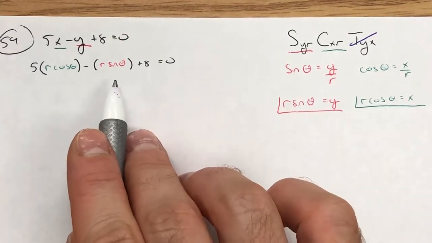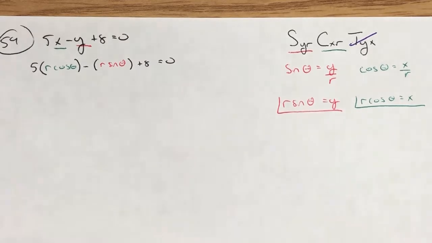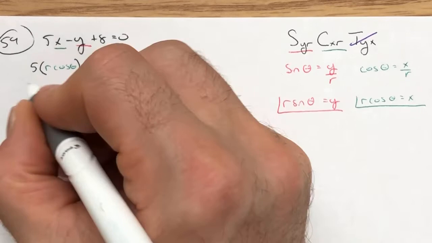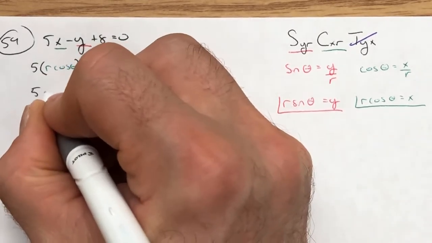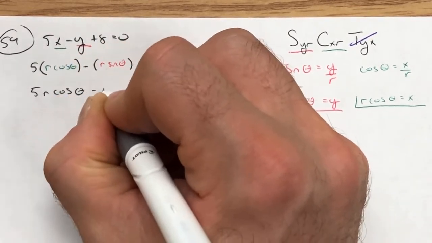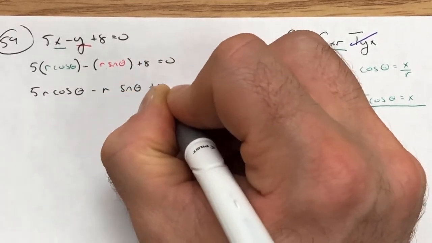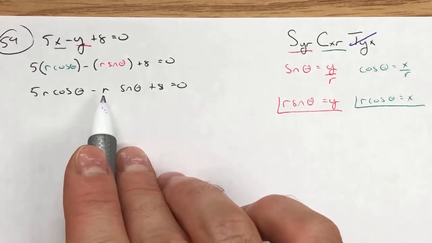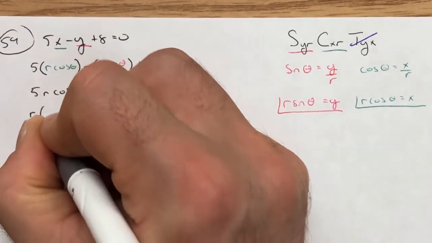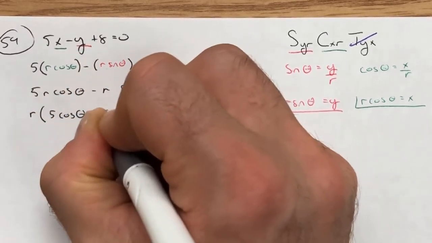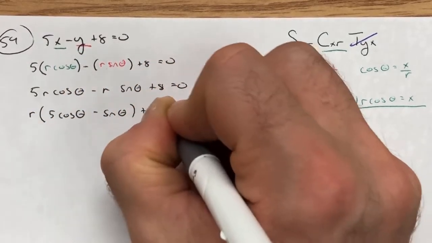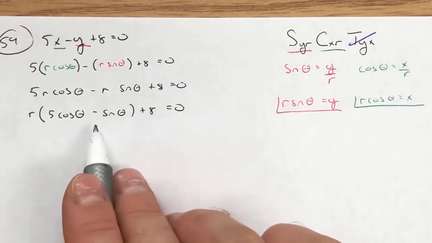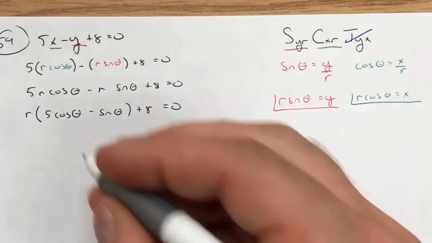Now, typically with a polar equation, I could stop right here and say, well, this is polar. Standard polar form denotes that I isolate the r. So let's go ahead and work this. If I have 5r cos theta minus r sine theta plus 8 is 0, my first step is I notice that both these terms have an r. So let me factor it out. 5 cos theta minus sine of theta plus 8 equals 0. So now I notice I can isolate this r by removing the 8 and by dividing this. So 2 steps and we're done.